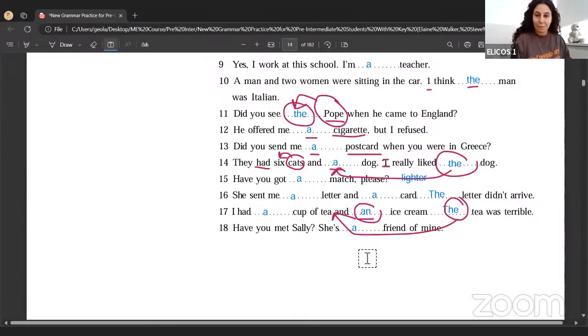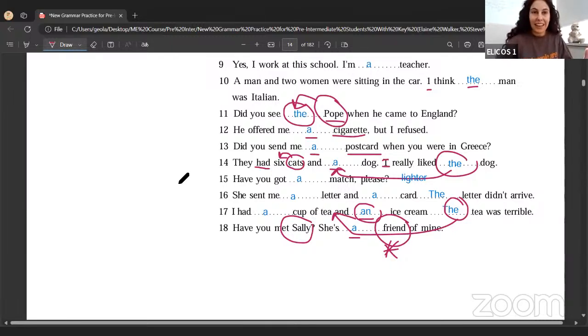Mine. Yes. So have you met Sally? She's a friend of mine. Okay, good. So we know, again, it's the first time I'm saying a friend. Because even though I said her name, you've got to look at the noun. It's the first time I'm talking about this noun. She's a friend of mine. Okay, good. So that was our articles.